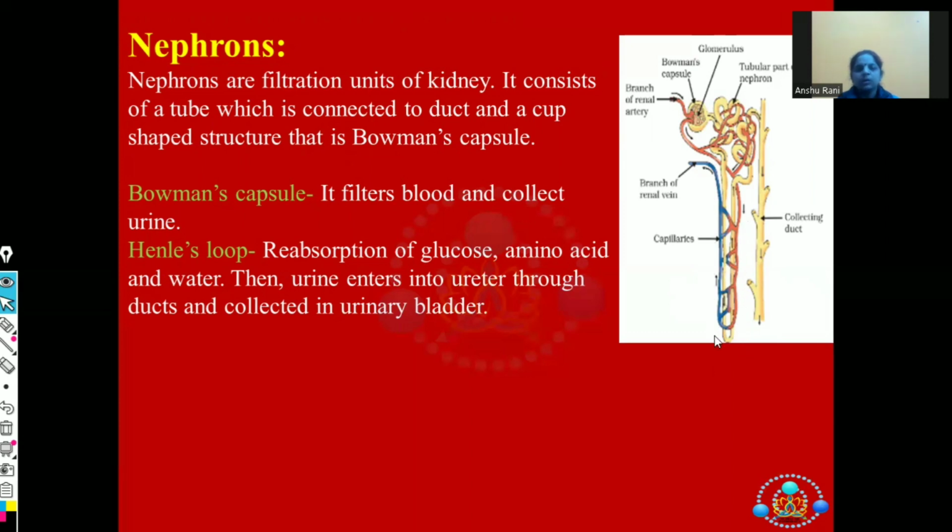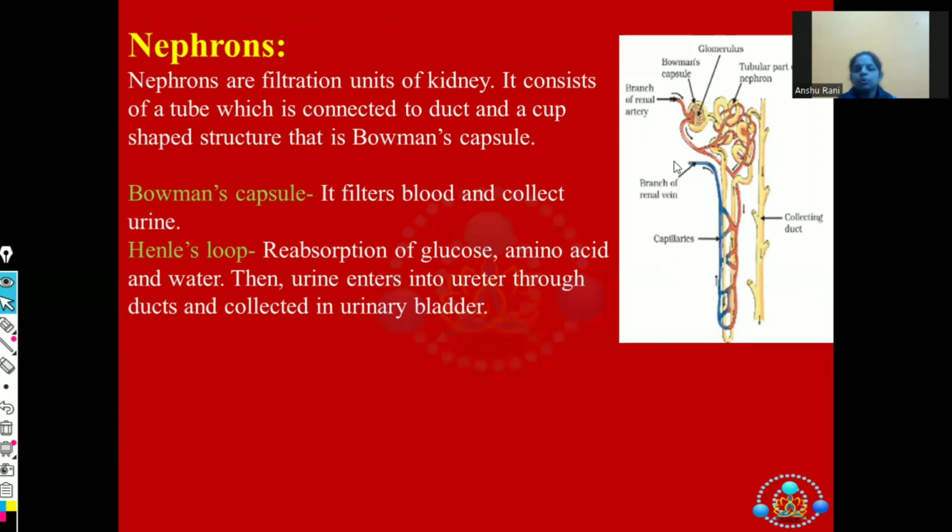Here, this U part is called the loop of Henle. Bowman's capsule filters blood and collects urine in this part. And the loop of Henle reabsorbs materials like glucose, amino acids, and water, that are reabsorbed in this part. This is the collecting duct. At every point here, there are nephrons. Nephrons are attached at all the parts.